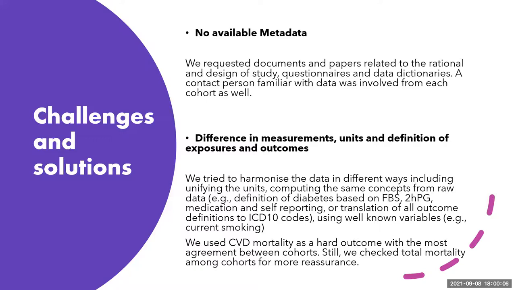There were differences in measurements, units, and some definitions for variables regarding exposures and outcomes. So we tried to harmonize the data in different ways, including we unified the units and computed the same concepts from raw data. For example, we defined diabetes based on fasting blood sugar, 2-hour post-challenge glucose, medication use, and self-reported history of disease, and had to translate all outcome definitions to ICD-10 codes. And sometimes we used well-known variables, for example, current smoking, instead of using different definitions for smoking, for example, the number of cigarettes and so on.